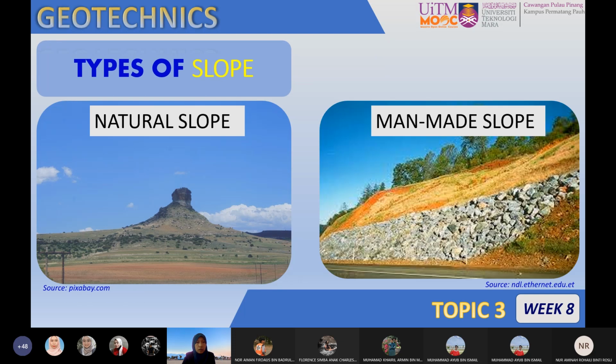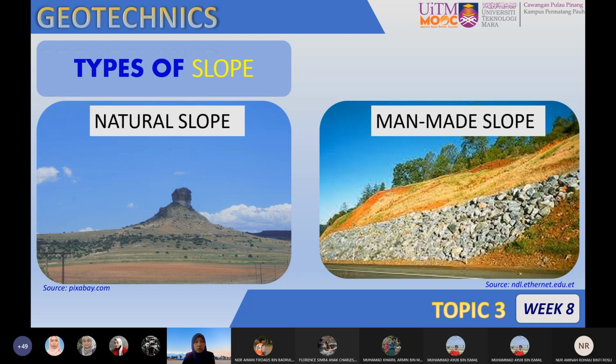And again, these images show you the difference between a natural slope and a man-made slope. You can see that the natural slope is very nice, and there are a lot of changes to the slope face due to the weathering process. There is nothing involved with a man-made hand or human actions. However, when you look at the right side of the image, it is a man-made slope where the cut process is involved, and we have to retain it from slope failure by using the gabion, or what we call here a retaining wall. This is the method process to ensure the slope does not fail.